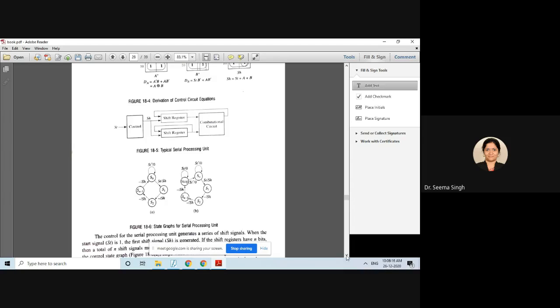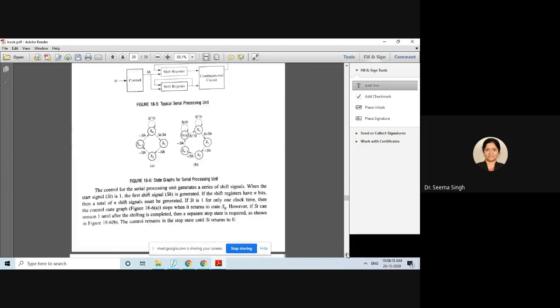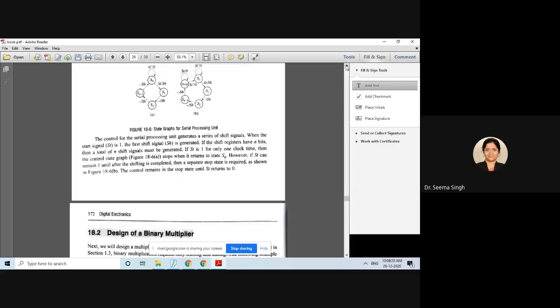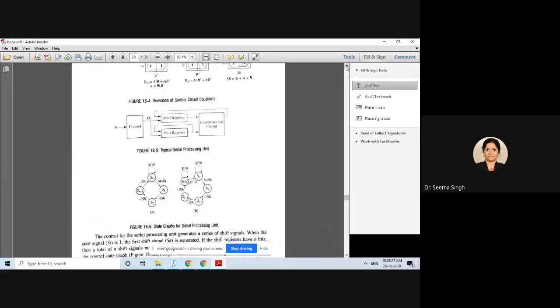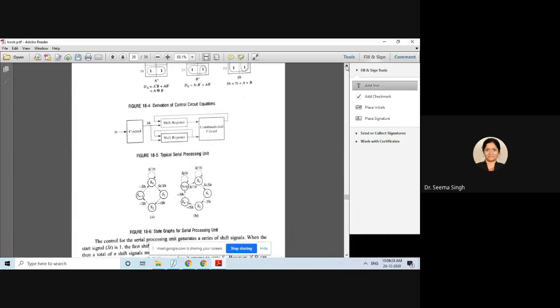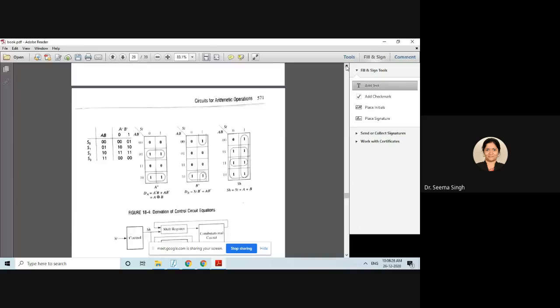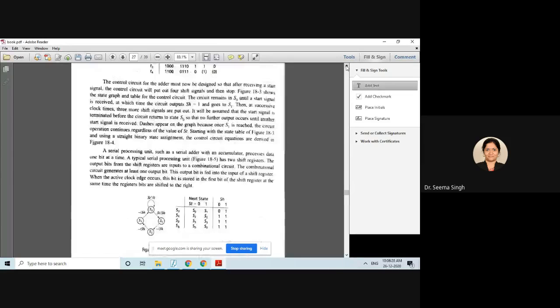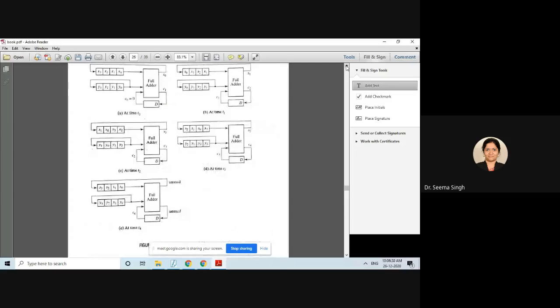Okay, so this is all about the state graph and serial adder with accumulator. If you have any doubt with respect to your circuit and all, you should ask me.